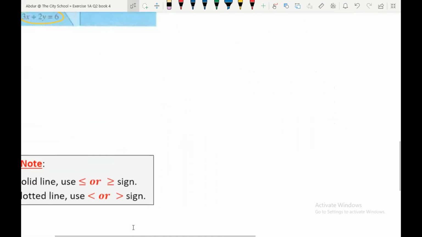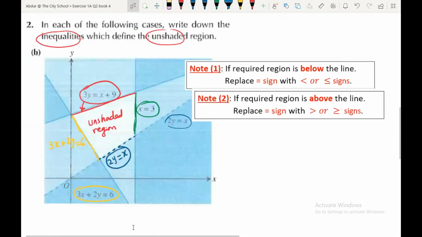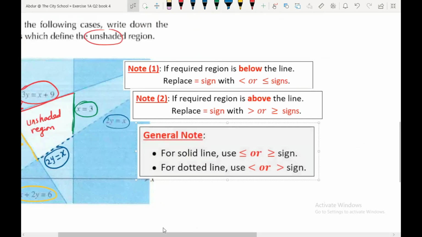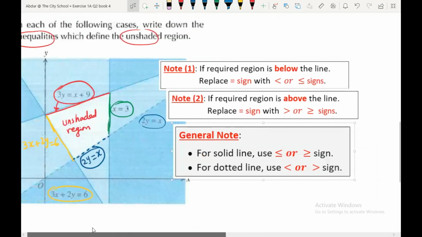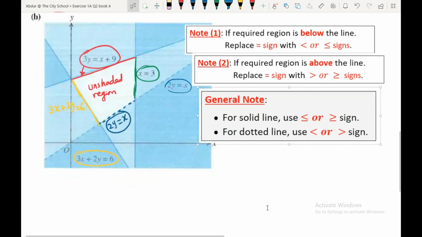And be careful for the dotted line. Be careful for the solid line. For a solid line, you have to use less than or equal to, or greater than or equal to sign. For a dotted line, you have to use only less than or greater than sign. Now I'm going to replace the equal to sign with the help of these notes.